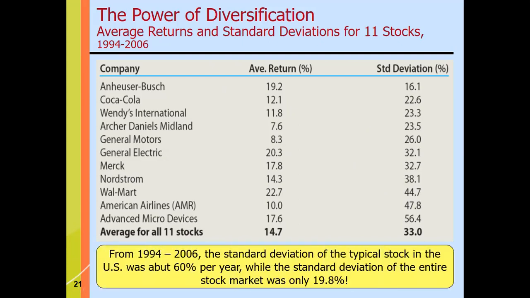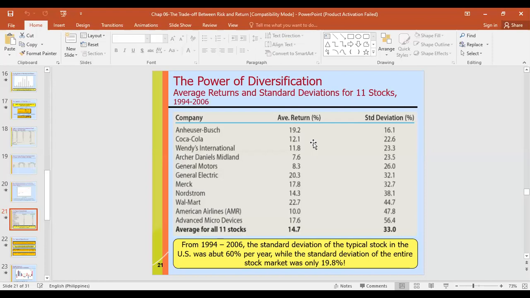And then from 1994 to 2006, the standard deviation of the typical stock in the US was about 60% per year, while the standard deviation of the entire stock market was only 19.8%. So in other words, if we manage to have investments in a portfolio and that particular management is done well, we can minimize the standard deviation.